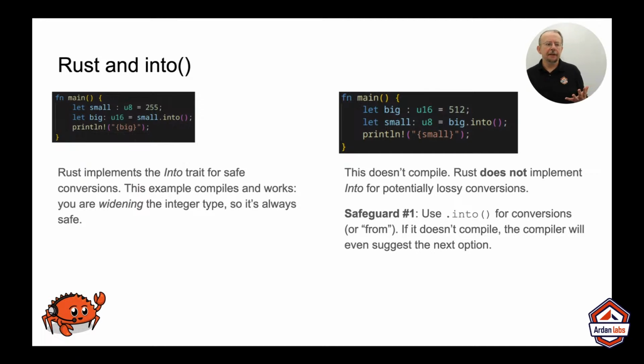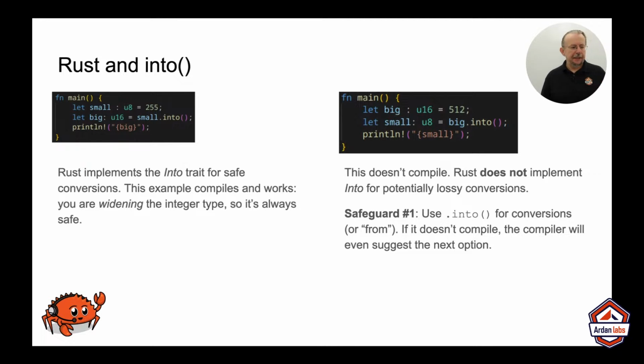So Rust tried to make this a little easier by having a trait called into. Now into allows you to say variable name dot into, and the compiler will try and figure out what it's being converted into. And if there is an implementation of that trait to go from one type to another, it will automatically work. So in this tiny example, small u8 255, big u16, small dot into will work, because going from a u8 to a u16 is safe.